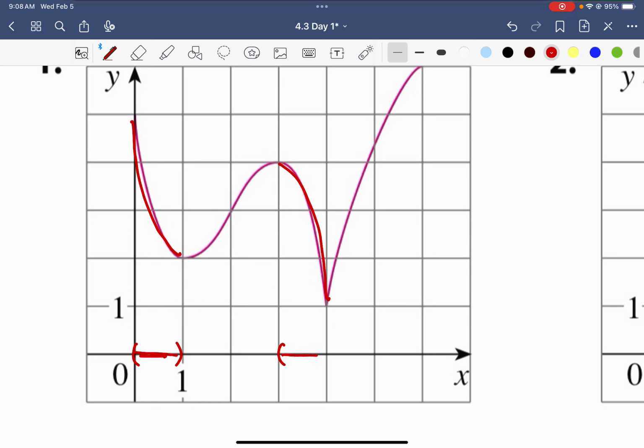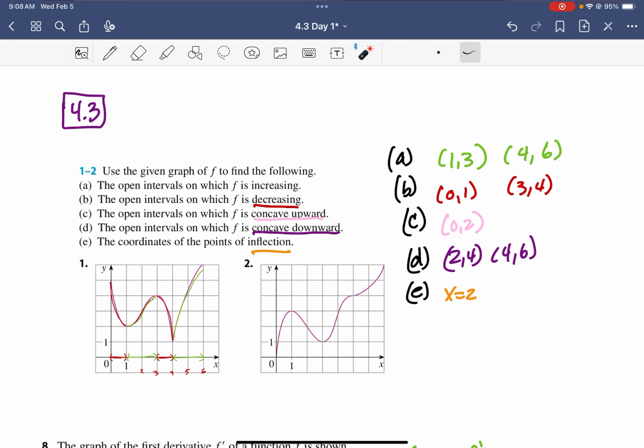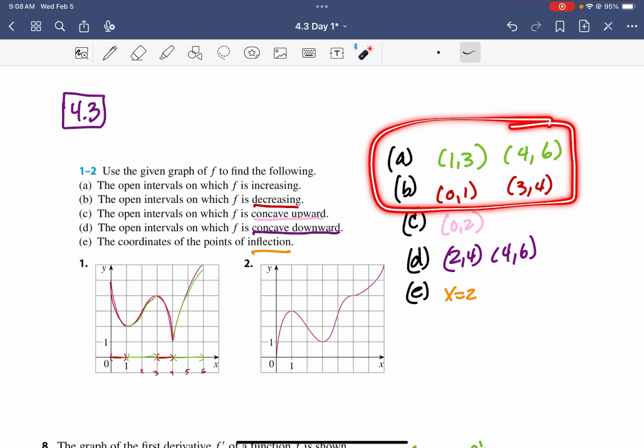And for the x values, this is 1, 2, 3, 4, 5, 6. So it looks like from 3 to 4, it's also decreasing. If the graph rises from left to right, then we are increasing. So we say that over these input values, from 1 to 3 and from 4 to 6, for those x values, we are increasing. So there's increasing and decreasing.